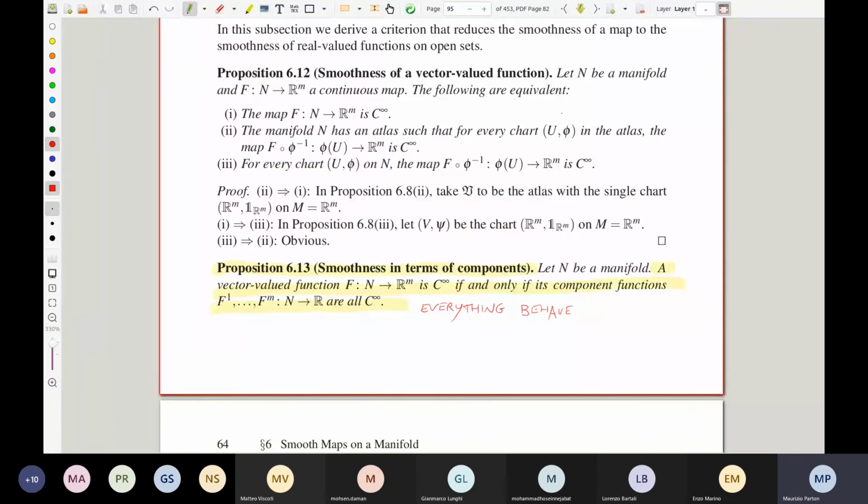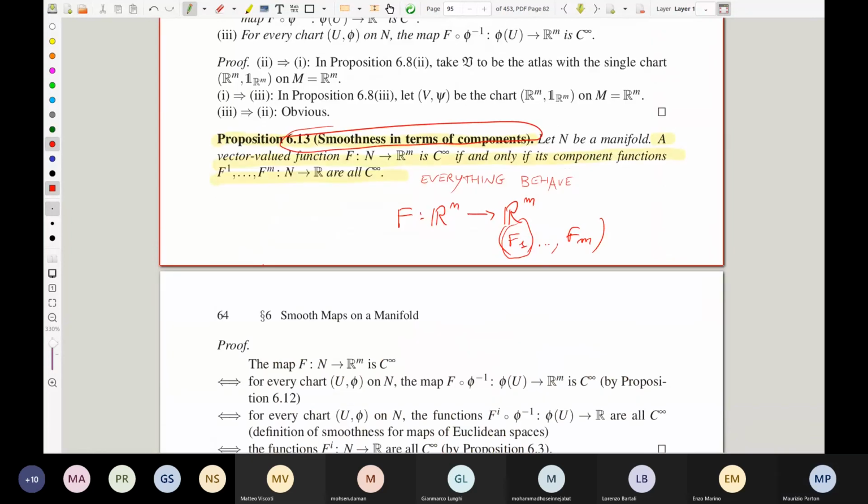And you know, if you want to check whether a function from Rn to Rm is smooth, how do you do it? You write it as m real functions, right? And you check if all of these are smooth. Well, you can do the same with this notion of smoothness between manifolds.